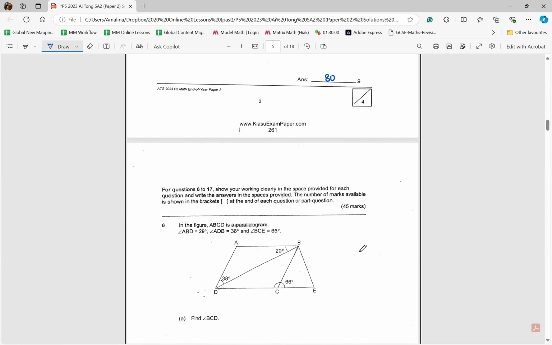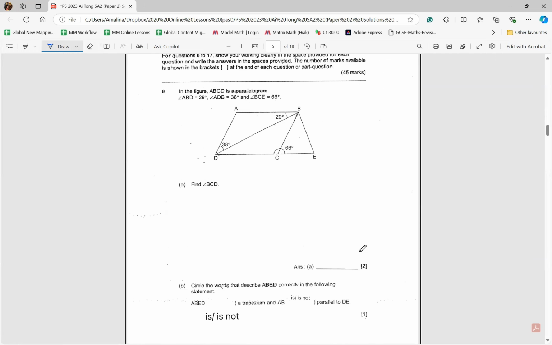Okay, now question number 6. In the figure, ABCD is a parallelogram. Now, if ABCD is a parallelogram, it means that this line is parallel to this line, then this line is parallel to this line. So you can annotate your diagram first. Now angle ABD is 29 degrees, angle ADB is 38 degrees, and angle BCE is 66 degrees. Okay, so I have all these angles in my diagram. Now part A, find angle BCD.